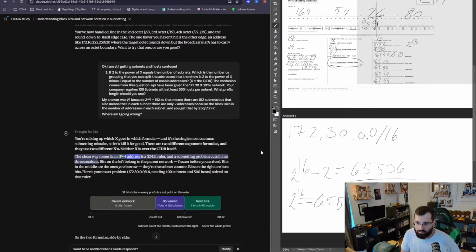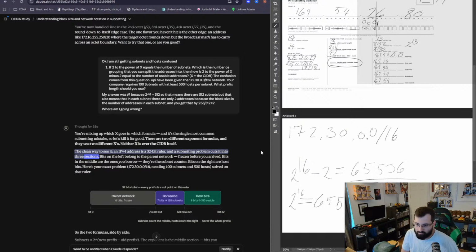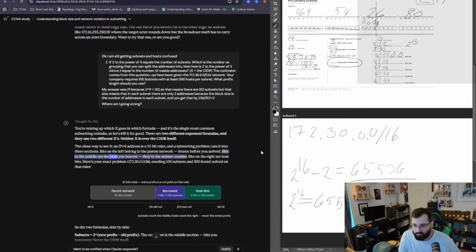An IPv4 address is a 32-bit ruler, and a subnetting problem cuts it into 3 sections. Bits on the left belong to the parent network, frozen before you arrived. Bits in the middle are the ones you borrow. They're the subnet counter. Bits on the right are host bits.